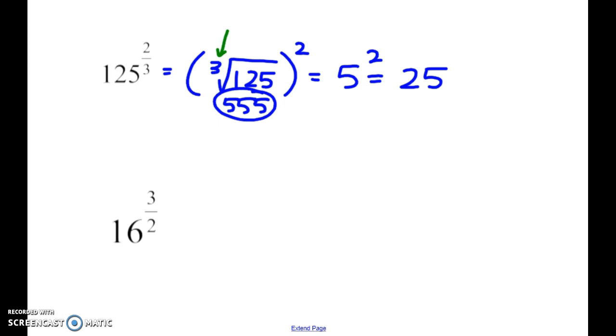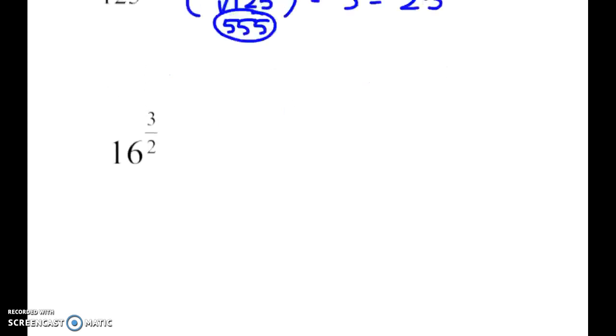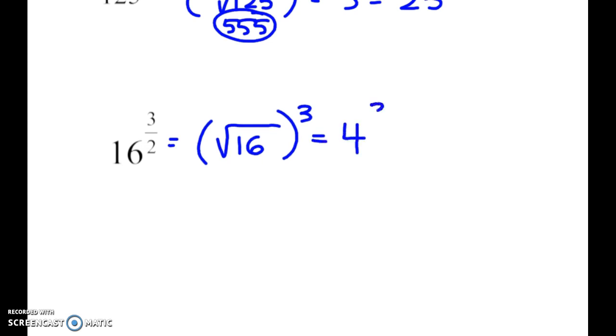All right, 16 to the 3/2 power. Let me see, the bottom number 2 tells me that's a square root of 16. Raising that to the top number 3. And I get the square root of 16, which is 4, to the third power. And 4 times 4 times 4 is 64.